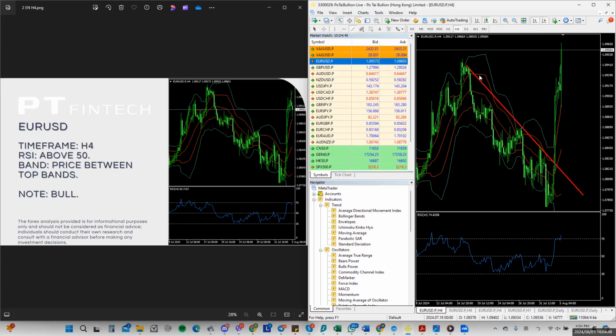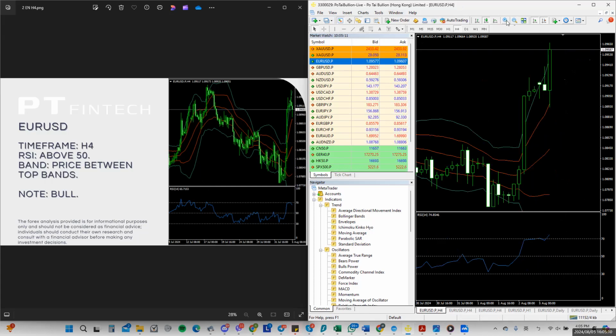Overall, there was a prominent bear channel that has broken above. Usually when a channel gets broken, it's very likely that the trend will prevail and continue on the bullish side. So that's usually what's going to happen, potentially more bullishness. Then, price between the top band.